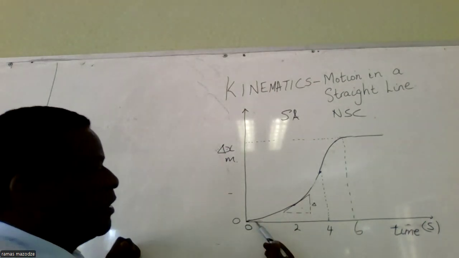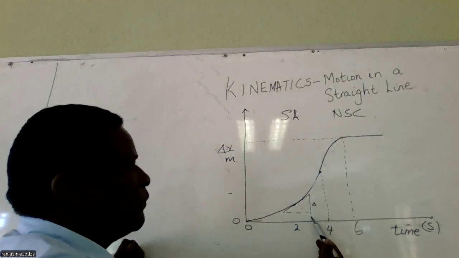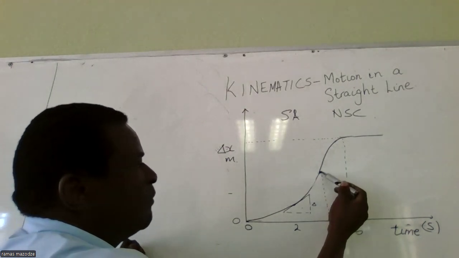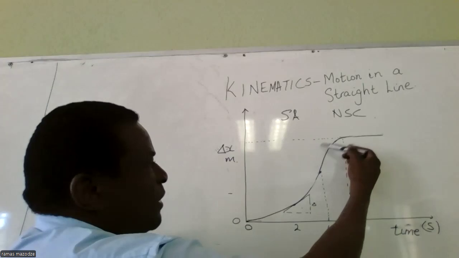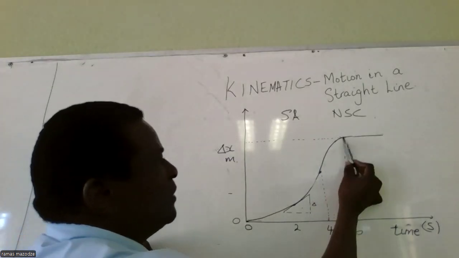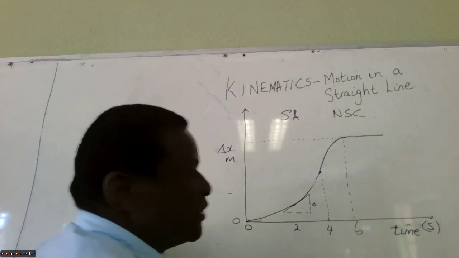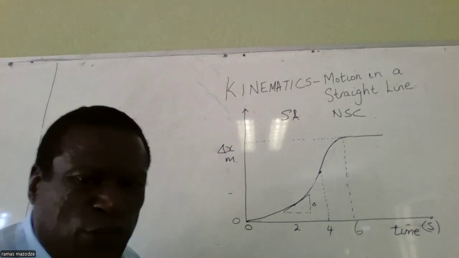So the car accelerates uniformly from rest for the first 4 seconds, and then from 4 seconds you can see the curve is going like that, unhappy. It means it's decelerating until it stops there, because from that point the displacement is not changing.